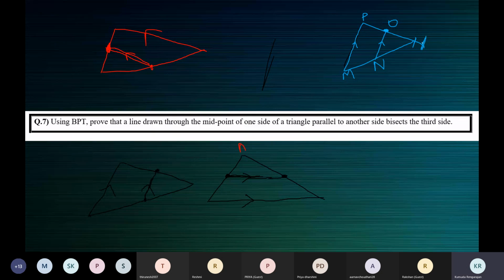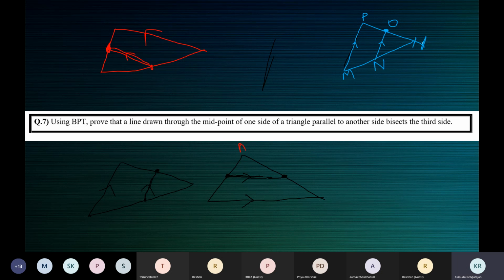Now through O, there is a line drawn which is parallel to the second side. Which is the line through O? ON is the line through O, and it's drawn in such a way that it's parallel to the second side. Which is the second side? PM. ON is through the midpoint. See, not from anywhere. Through that midpoint, there should be a line parallel to the second side. So ON is parallel to the second side, PM. Now, that line through O, where does it meet the third side?